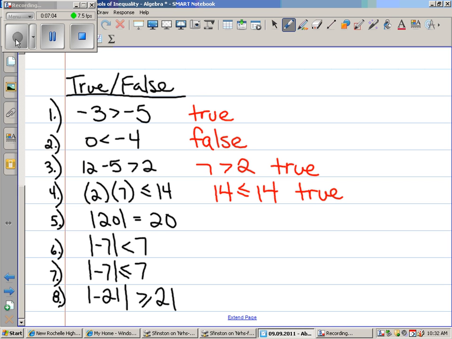What about 5? Vanessa? True. Yeah, the absolute value of 20 is 20. So 20 equals 20, and that's true. How about 6? Alexis. False. Let's see. The absolute value of negative 7 is 7. 7 is not less than 7. Alexis, you are definitely right.